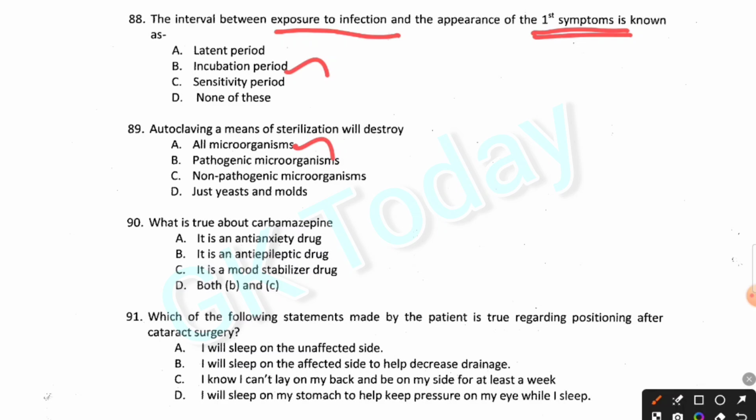Question number 90. What is true about carbamazepine? Correct answer is option D. Both B and C. That is, it is an anti-epileptic drug. It is a mood stabilizer drug. What is true about carbamazepine? Correct answer is option D. Both B and C. It is an anti-epileptic drug and it is a mood stabilizer drug.